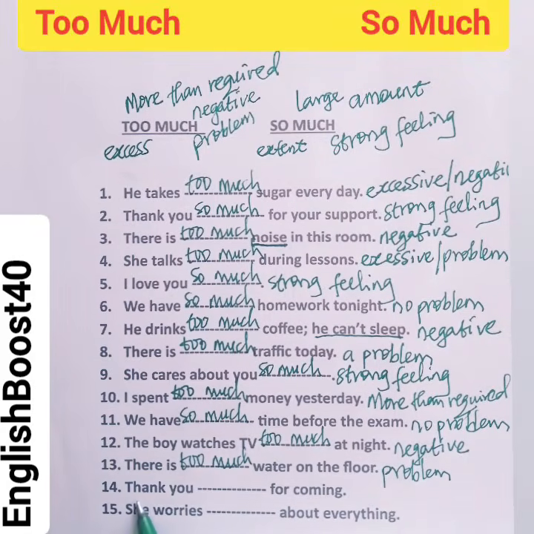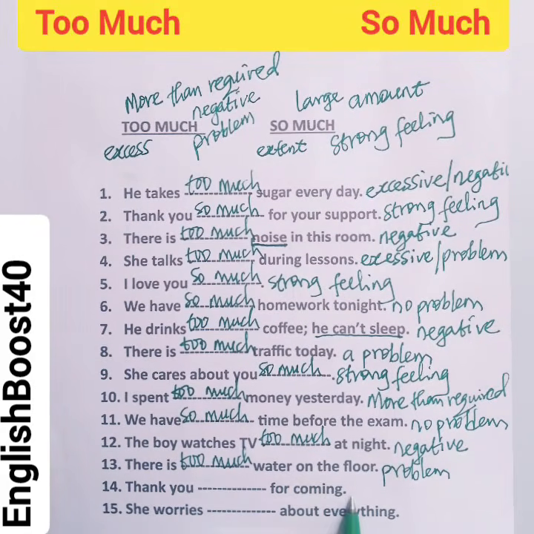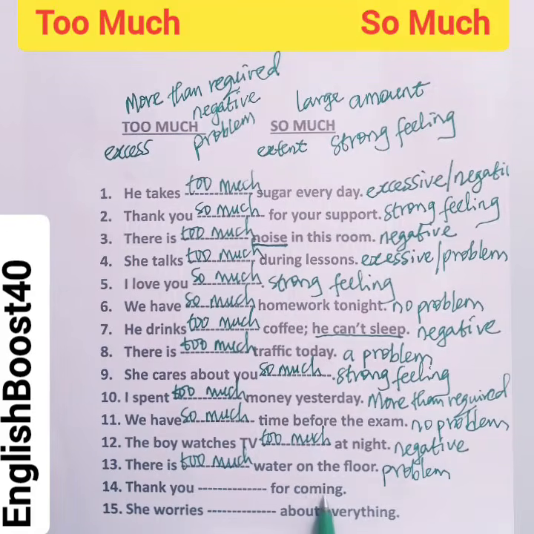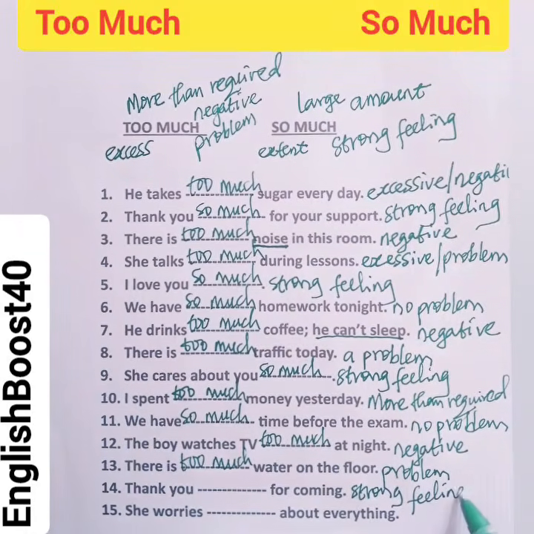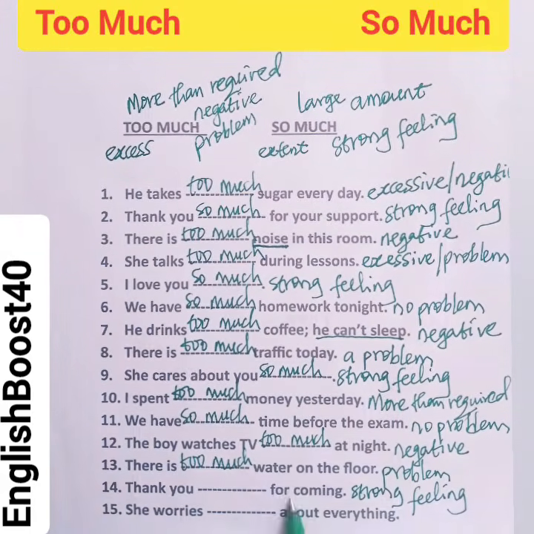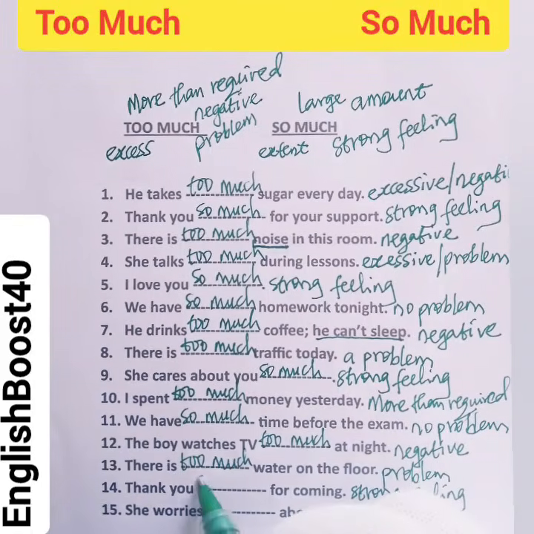14. Thank you blank for coming. Here we are expressing strong gratitude, strong feeling to someone. So the correct answer should be so much.